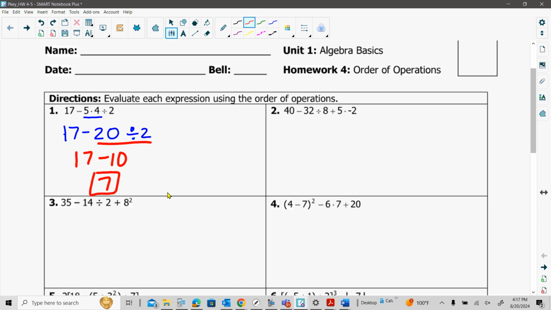Now on number 2 here, hopefully you recognize to do the division first. This would be our new expression, our new sentence to work out. Just rewrite everything left to right. And then we would need to recognize to do the multiplication here. So see if you can finish this one.